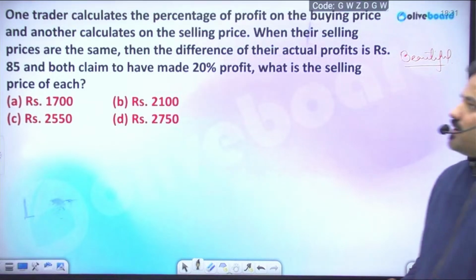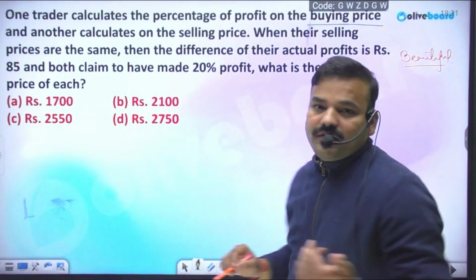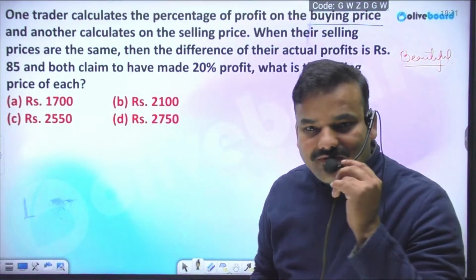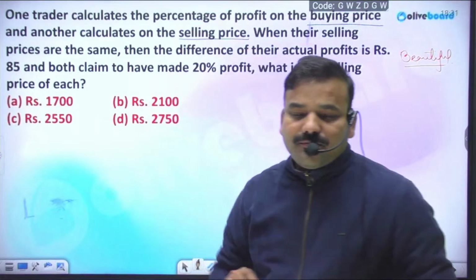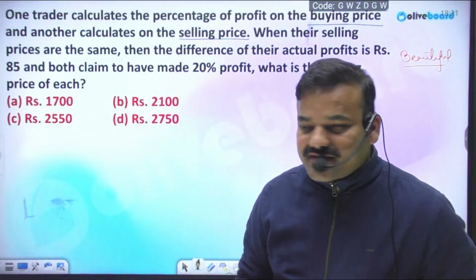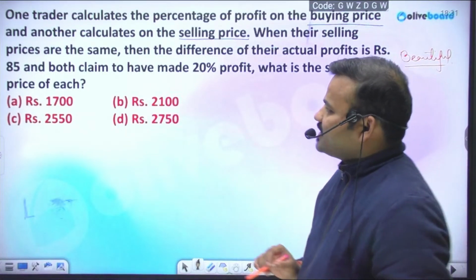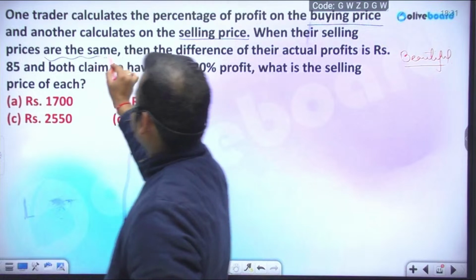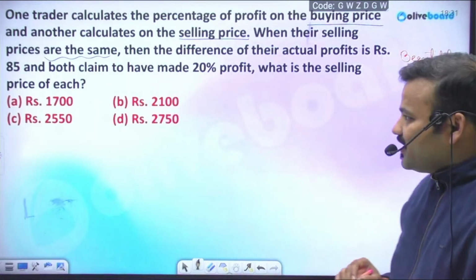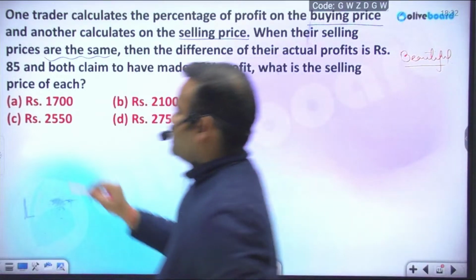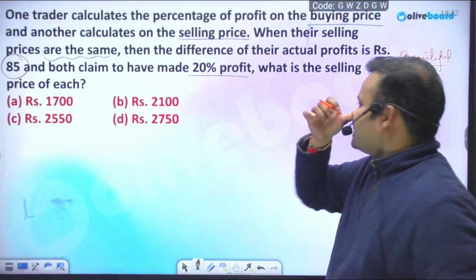One trader calculates the profit percent on the buying price, which is okay. You always calculate your profit percent on cost price, which is the buying price, and the other calculates on selling price. This is the wrong concept. Profit percent is not calculated on selling price. When the selling prices are the same, this is important, then the difference of their actual profits is rupees 85. So they are having a profit difference of 85, and both claim to have a profit of 20%. What is the selling price of each article?